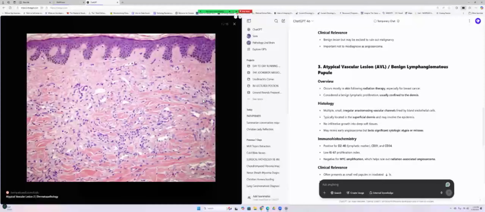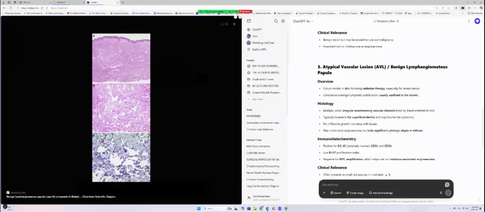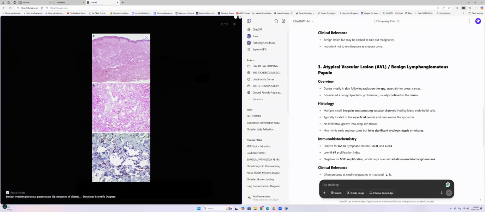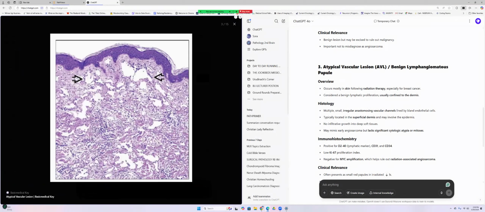Are they anastomosing? Yes, here are the irregular vascular channels. Anastomosing, lined by bland endothelial cells. They are found in the superficial dermis and may involve the epidermis, with no infiltrative growth pattern into deep tissues. They may mimic early angiosarcoma, but they lack atypia or mitosis. They're usually positive for D2-40.